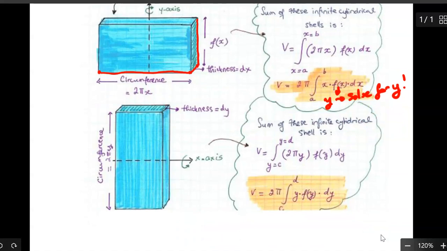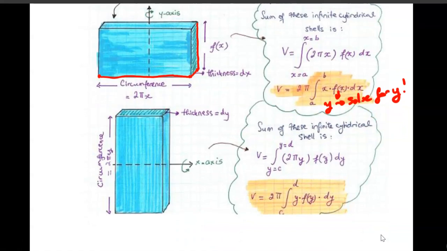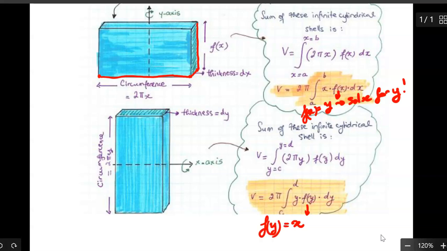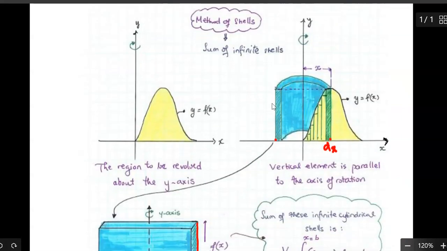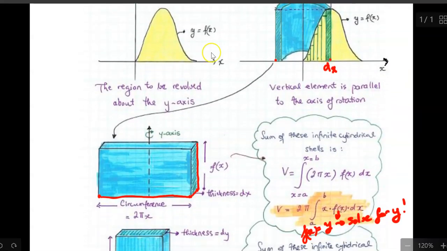And what is f of y? Keep in mind f(y) will be equal to x. So f(x) is equal to y, and f(y) is equal to x. That means we need to solve for x. I hope you know where the 2 pi is coming from, because we are talking about circumference in this case. All right, let's get back to our lesson.